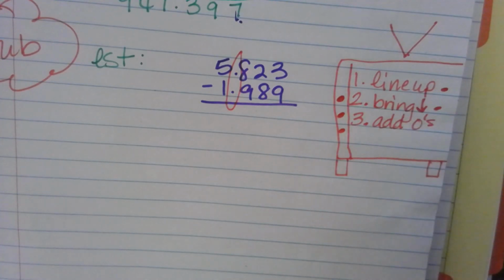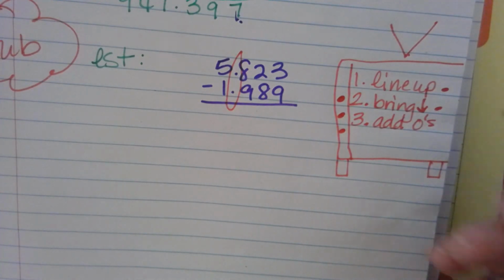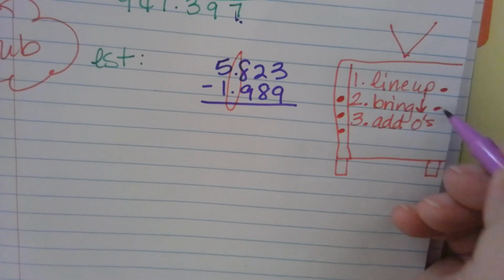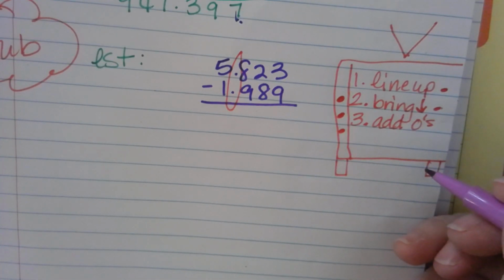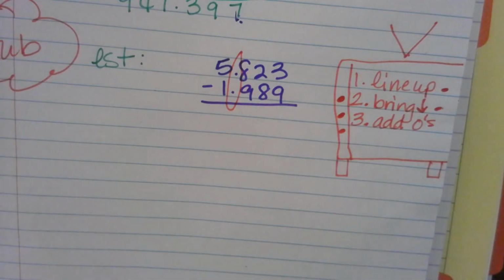What does it say in number 2? Bring down the decimal and then add zeros. But really, adding zeros probably should be step 2.